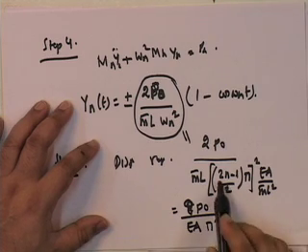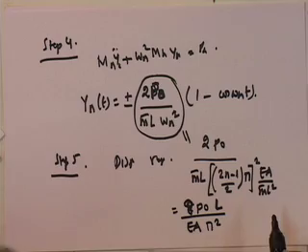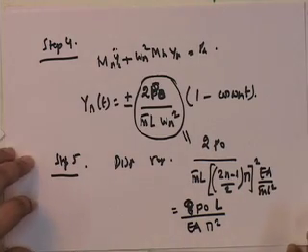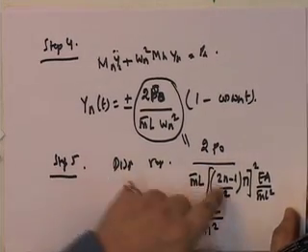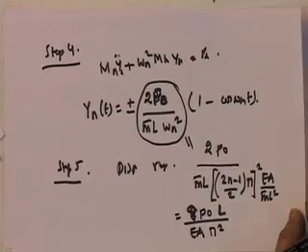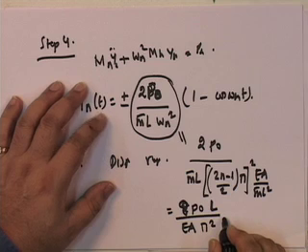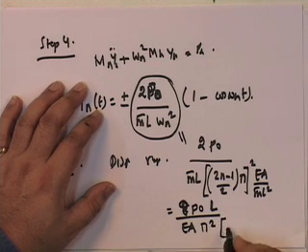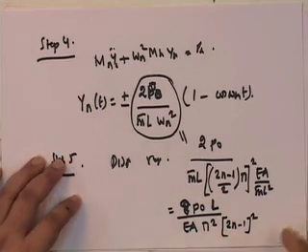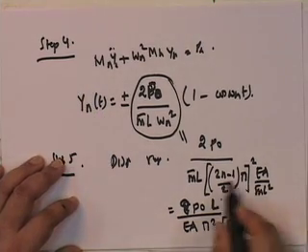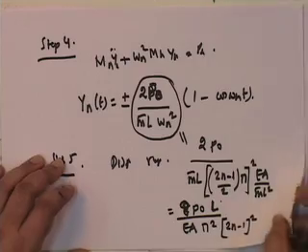pi squared, and I am going to take 2n minus 1 the whole squared inside. So, if I take it inside, of course, this then becomes 2n minus 1 the whole square. That 4 goes up. So, my displacement response becomes the following.